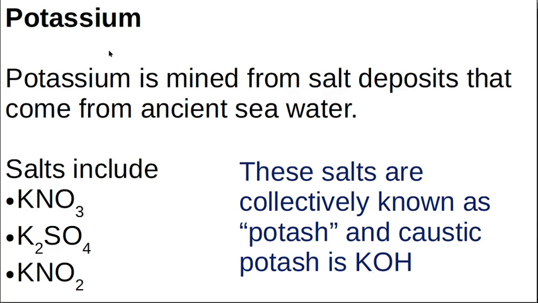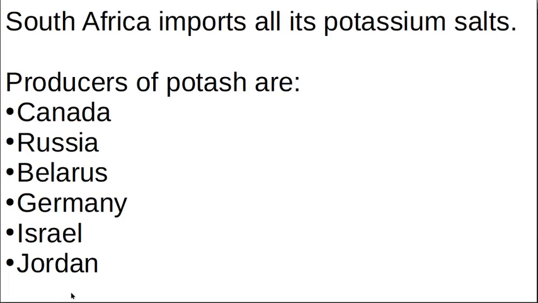So once you've got them, the potassium salts are soluble. So you can have potassium nitrate, potassium sulfate, and this one here that I don't know the name of, but they will all give potassium to your plants that you're growing. So we import all of our potassium salts from other countries where there were once oceans covering the land. So Canada, Russia, Belarus, Germany, Israel, and Jordan are all major producers of potassium salts because especially Canada was once under a lot of water.